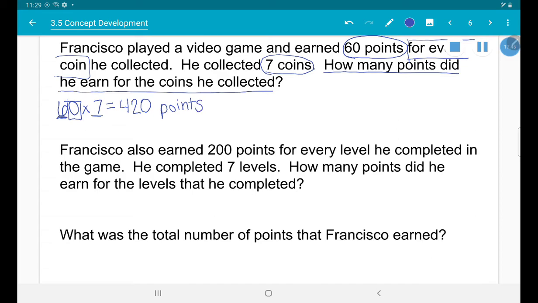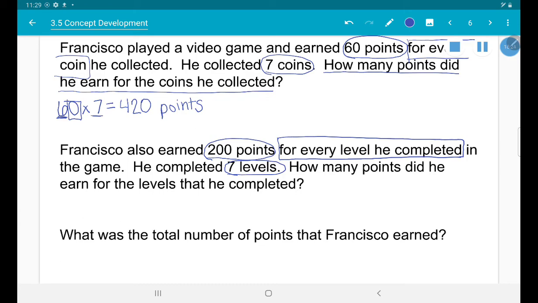Okay, let's look at the next part. Francisco also earned 200 points for every level he completed in the game. He completed 7 levels. How many points did he earn for the levels that he completed? Okay, let's circle our number clues. He got 200 points for every level. He completed 7 levels. It tells me that he earned 200 points for every level he completed. So that tells me each level is worth 200 points.